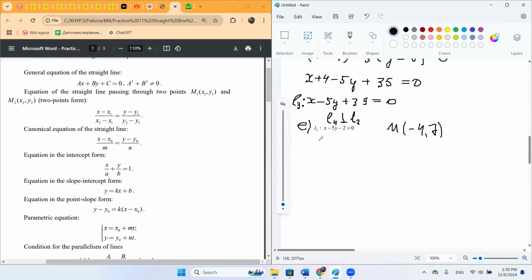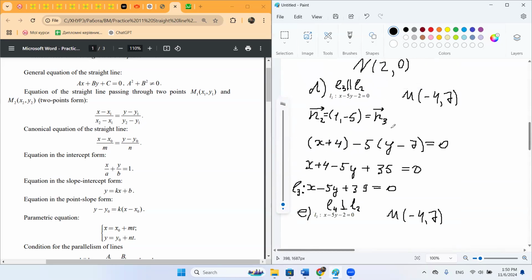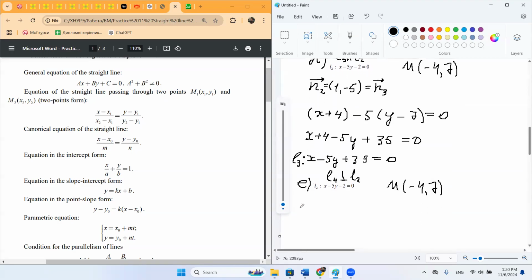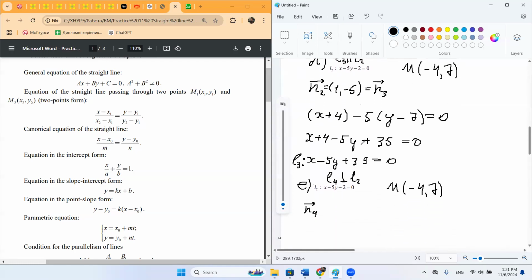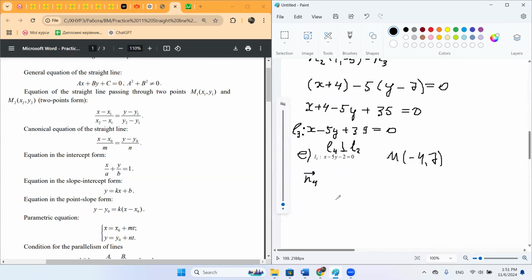Okay, and how to solve this task? We have a formula for this. You wrote it, I think, in the previous task. We will need this normal vector for L4, but we need to find it first of all. And how to find it? Because for L3 it was known, but we need to find it for L4, and this vector is N4.